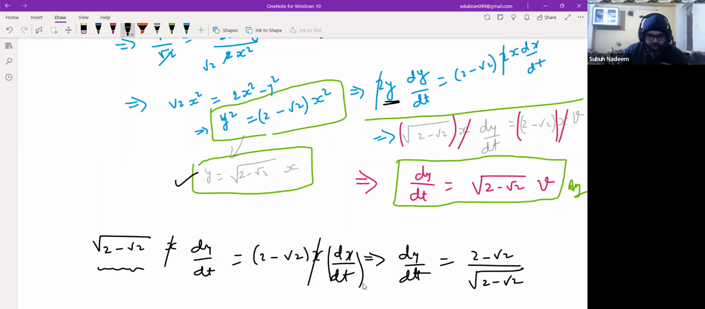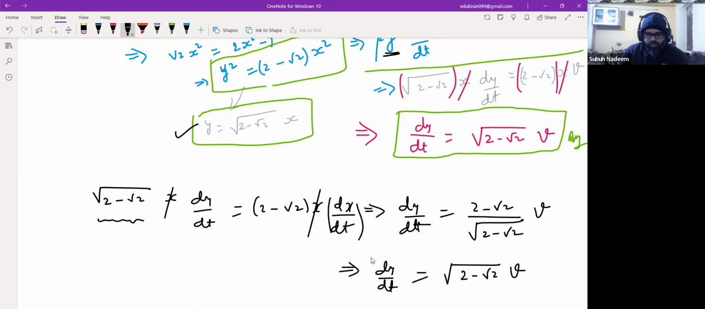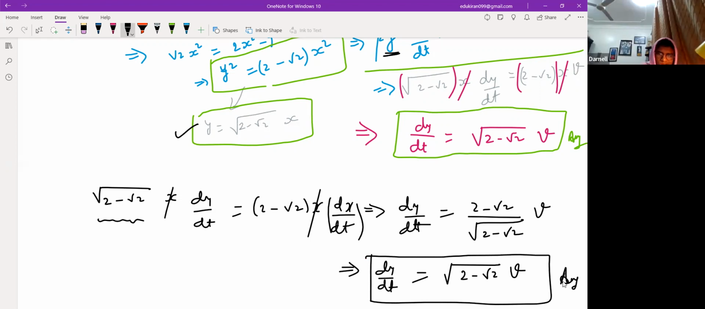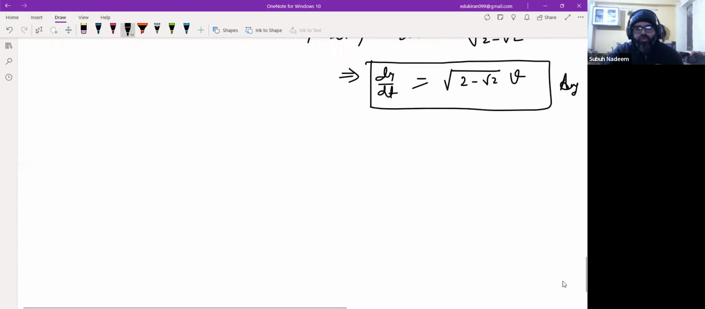Dx by dt is the speed v with which the object or the car is traveling. So dy by dt is 2 minus root 2 by square root of 2 minus root 2. So overall it will be square root of 2 minus root 2 into v. So this will be your answer. Is it okay? Yes, sir. Understood. Okay. So in rate of change, these types of questions will come across, and we will start increasing, decreasing in tomorrow's class. So let us do 1, 2 more questions.